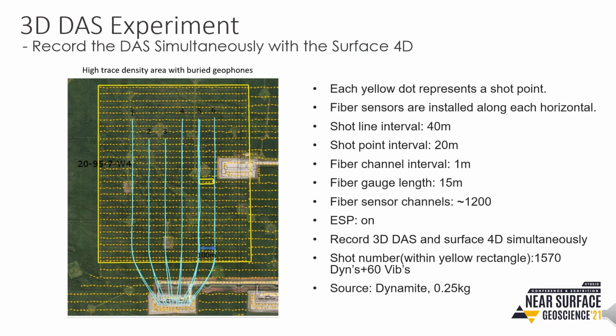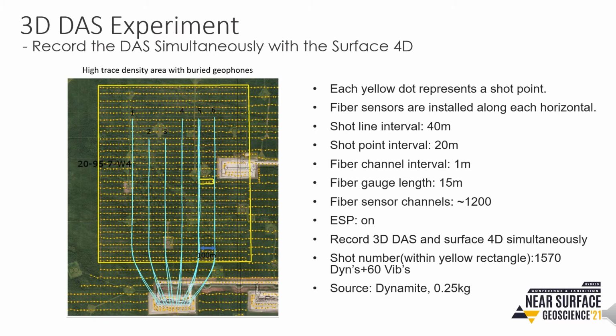We are now going to show the result of the 3D DAS experiment. This slide shows the acquisition geometry. Fiber sensors were installed along each horizontal well. The fiber gauge length is 15 meters, and the fiber channel interval is 1 meter. There are 6 fiber cables with 100-meter spacing. The cables are marked with the numbers 1 to 6 from left to right.